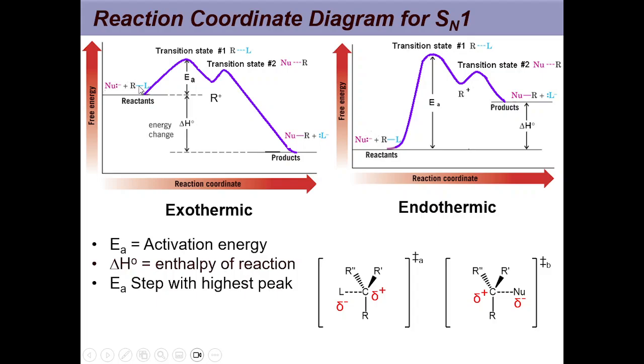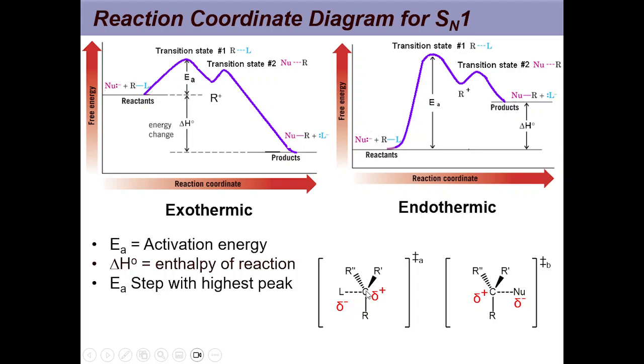When this bond is breaking first, that's the first transition state, which is transition state A. Notice that a transition state is always going to be in square brackets with a double cross symbol. Here, A represents the first transition state. You can see this carbon, which is where the leaving group used to attach, because of the electronegativity difference, has a relative partial positive charge, and the leaving group has a partial negative charge.